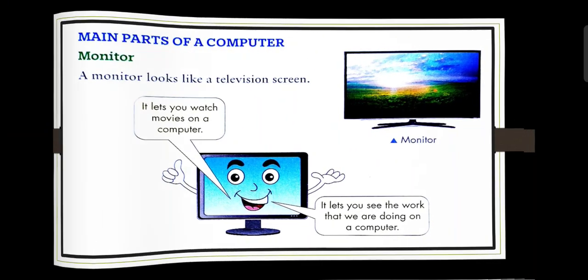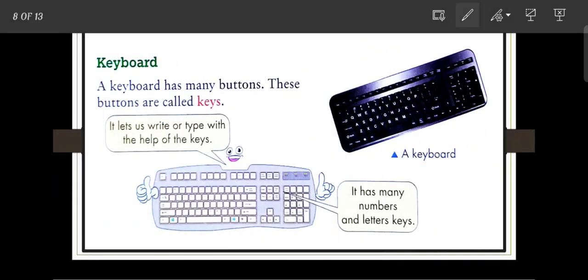Next part is keyboard. This is the image of a keyboard, and a keyboard has many buttons. Here you can see there are lots of buttons, alphabet buttons, number buttons, and these buttons are called keys. These buttons are called keys, and they let us write or type with the help of the keys.